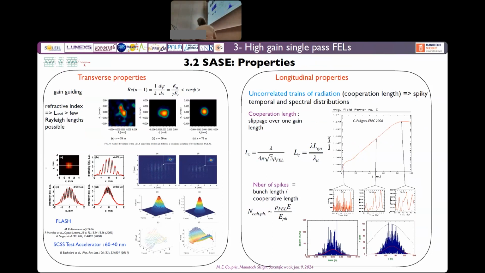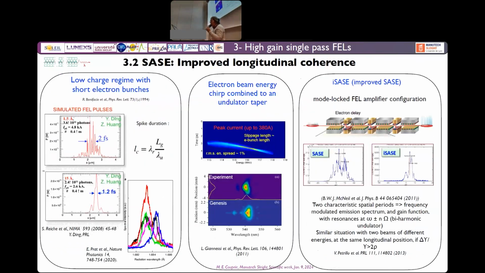From the point of view of longitudinal properties, it's another story, because we have the radiation coming from uncorrelated trains of radiation. So this can lead to a spiky longitudinal and temporal distribution, as you can see here. One way to deal with it is to use a very short electron bunch, so that only a single spike can develop, or we could combine an electron beam energy chirp with an undulator taper, so we can also manage to have a single line.